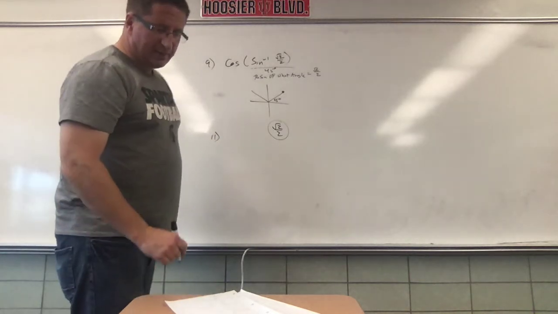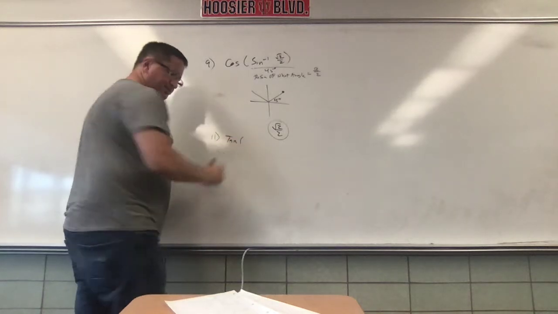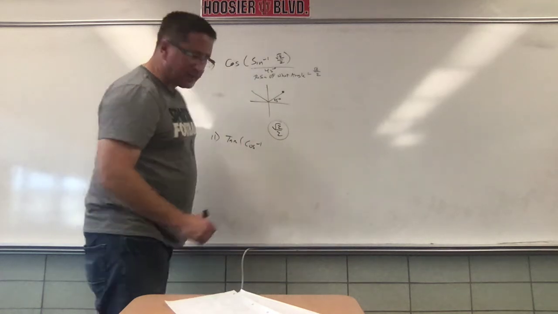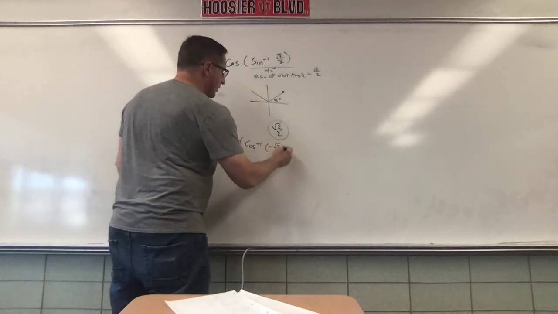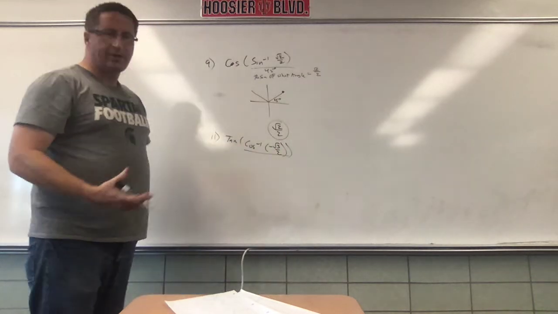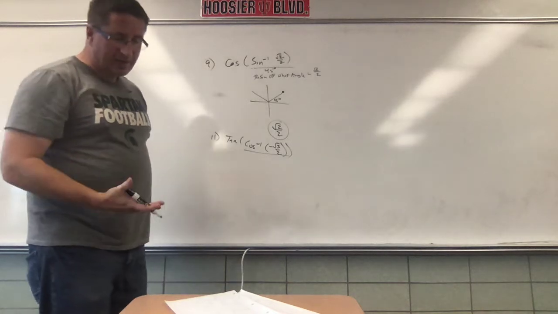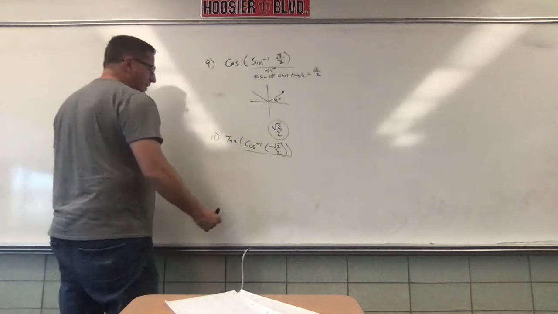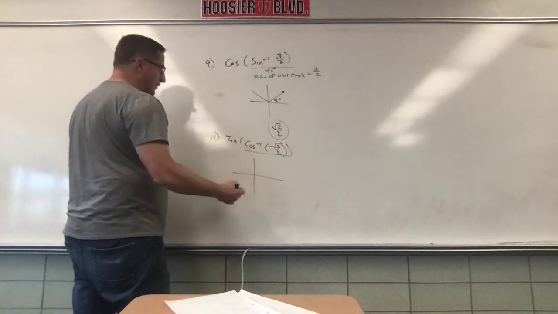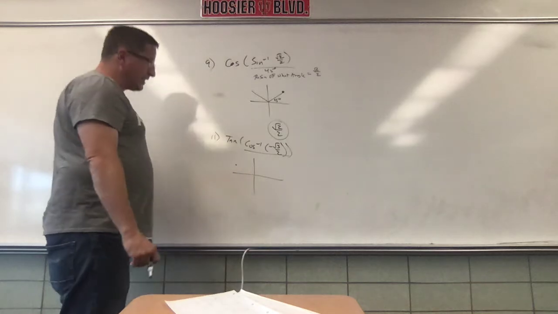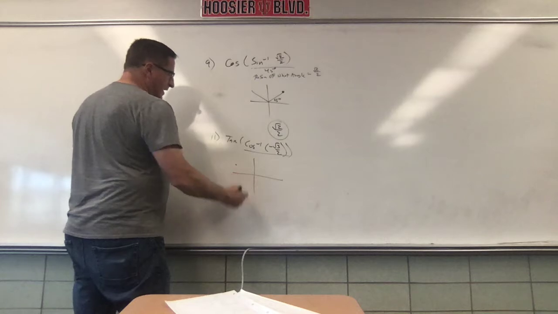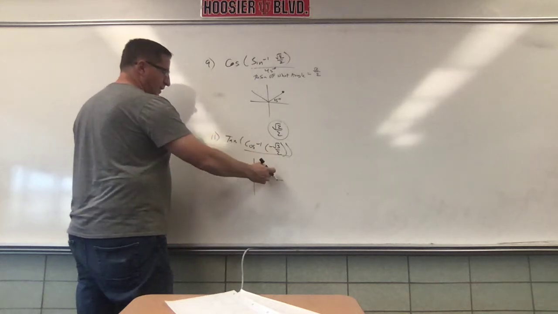Number 11, it says the tangent of the inverse cosine of negative radical 3 over 2. Again, we look at our unit circle. Do this part first: inverse cosine of negative radical 3 over 2. That's telling us that cosine is negative radical 3 over 2. If you look at your unit circle, cosine is negative radical 3 over 2 at 150 degrees, I believe it is. It's also at 210 degrees.